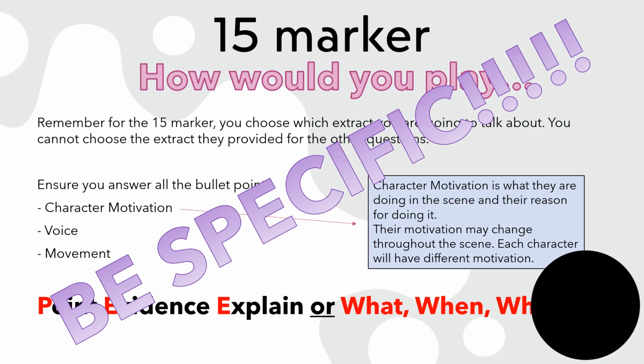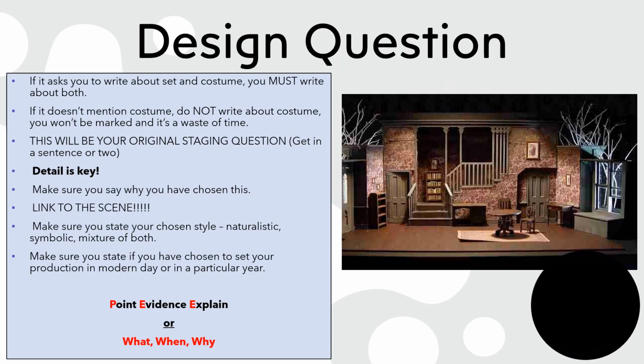Be specific. Go back to that terminology. Then you've got your 12 marker, the design question. Really important things. Remember, if it asks you to write about set and costume, you must write about both, otherwise you can't get full marks. If it doesn't mention costume, then don't write about costume. It won't be marked and it's a waste of time.